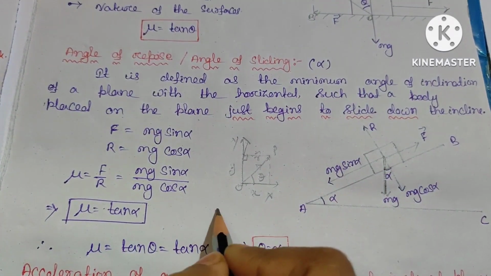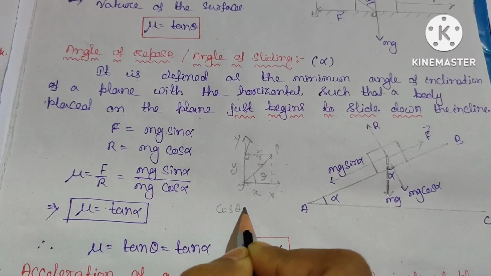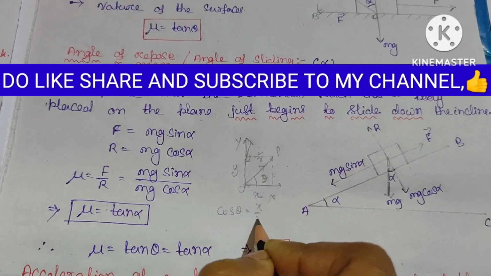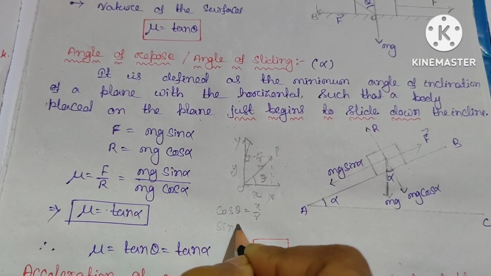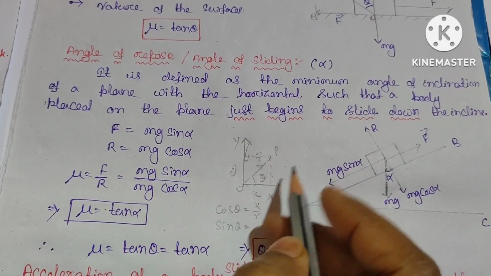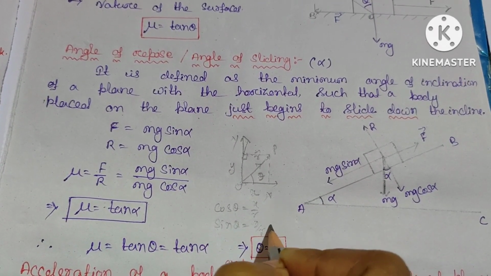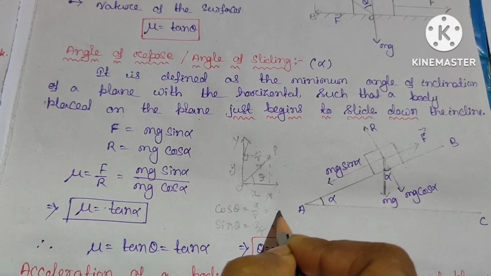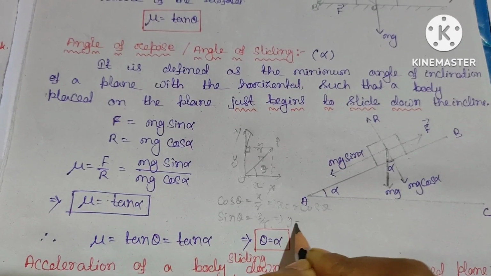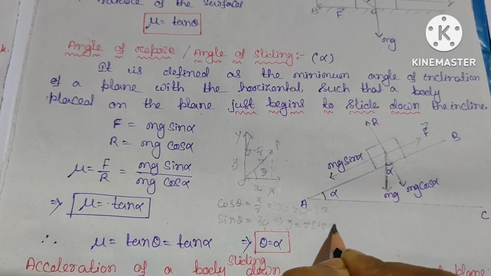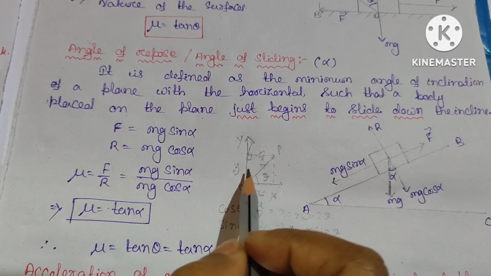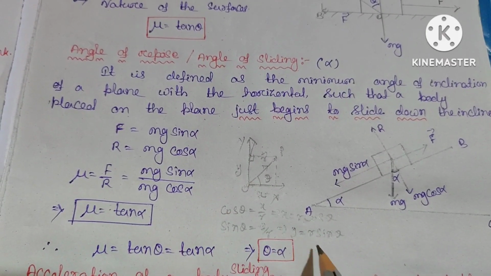So in that case we can write cos theta equals B by H, that is x by R, and sin theta equals P by H. It means the front side, that is P, is equal to y, so that is y by R. Otherwise you can write that x equals R cos theta and y equals R sin theta. So you can see that this base part is R cos theta and this perpendicular distance is R sin theta.